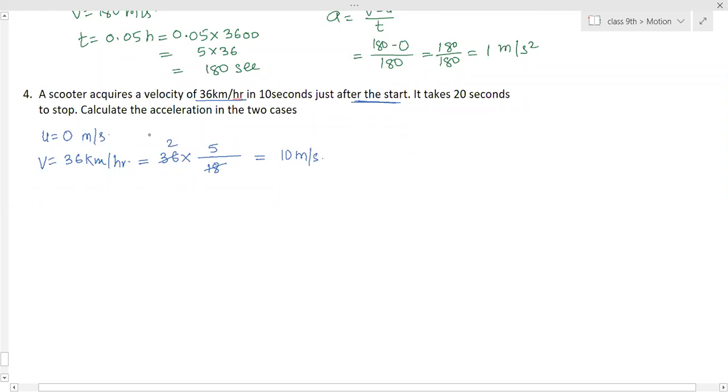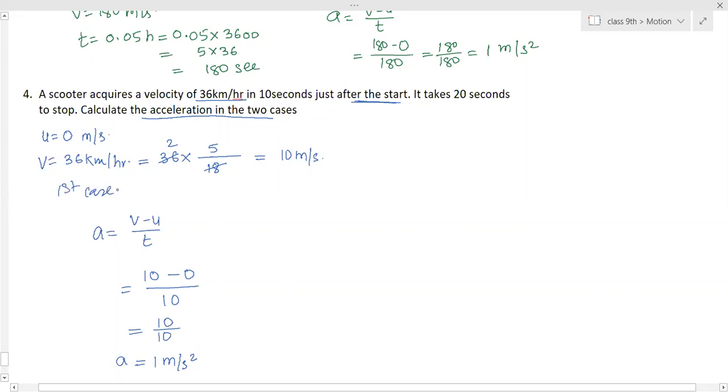In this case, you have to find out the acceleration. So acceleration is equal to the formula v minus u by t. Final velocity is 10. Initial velocity is 0. Time taken is 10 seconds. 10 minus 0 is 10 by 10. That is 1 meter per second square, the acceleration in the first case.